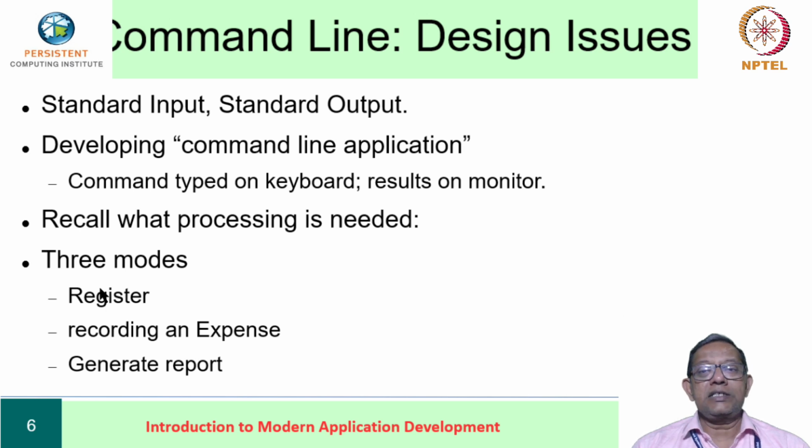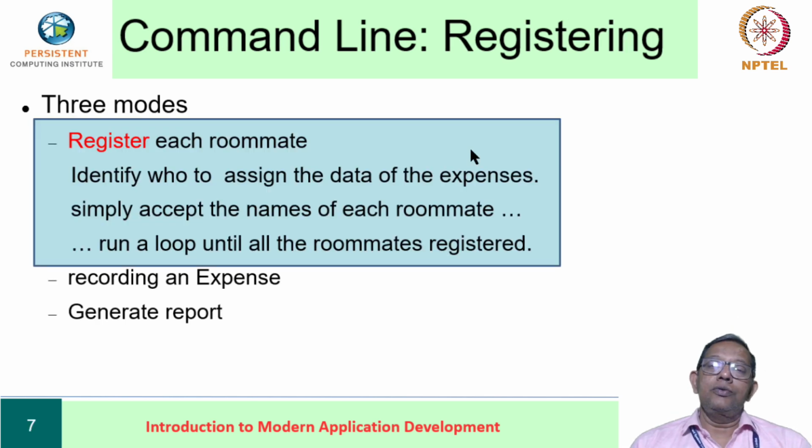This slide summarizes what we have seen so far. We will now go ahead and look at the actual Java program and try to connect it up with the various block diagrams that we had seen before. Let's try to look at the first part of the story, registering the roommates. We saw that registering the roommates is simply running a loop until all the roommates are registered. This was the idea that we had thought.